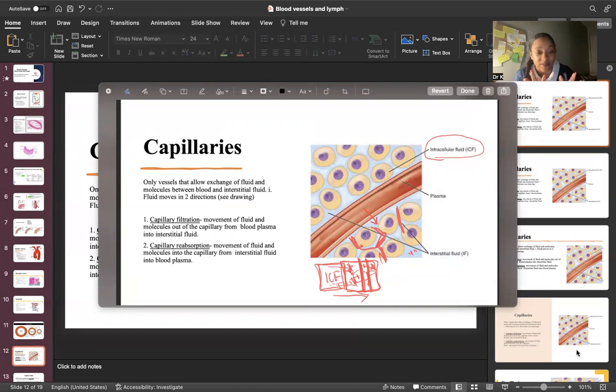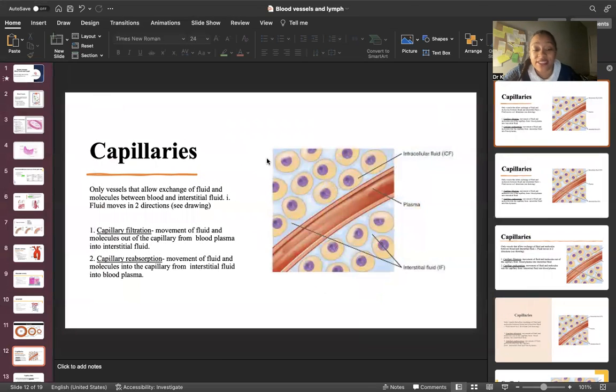And then at the same time, we talked about the filtration, right? But now the reabsorption of the fluid is going to go the opposite way. Now it's going to go from the interstitial fluid into the blood plasma. Does that make sense? Just remember that that is the main function of the capillaries. And that's why it's so important, because our arteries are not doing any of that.